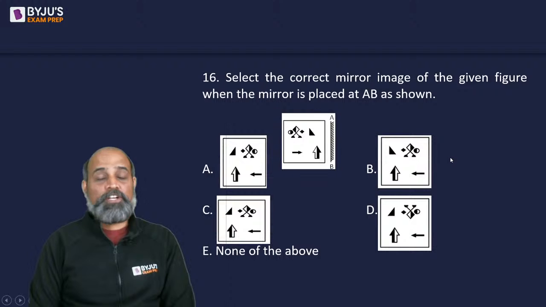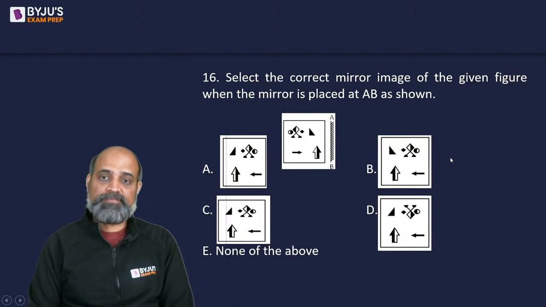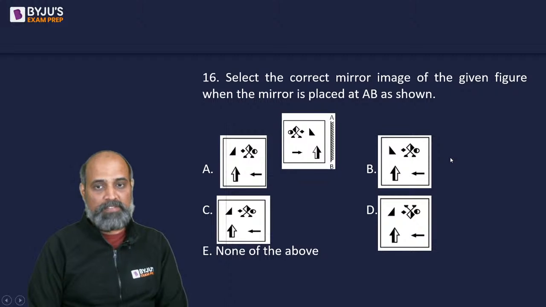Next one, we need to find out the mirror image of the given figure when the mirror is placed along AB. I hope you can see AB.